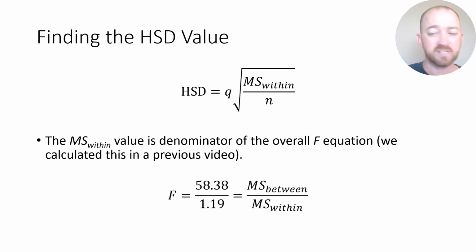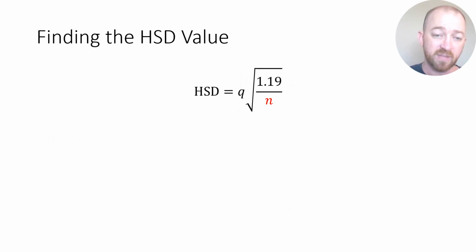If you go back to our previous video, you can see that this was our F equation right before we did that final division to get our 49.06. So the MS within is just that denominator portion. As you can see here, the value of the MS within is 1.19. So all we need to do here is plug 1.19 into the equation there. As you can see, I've done that now.